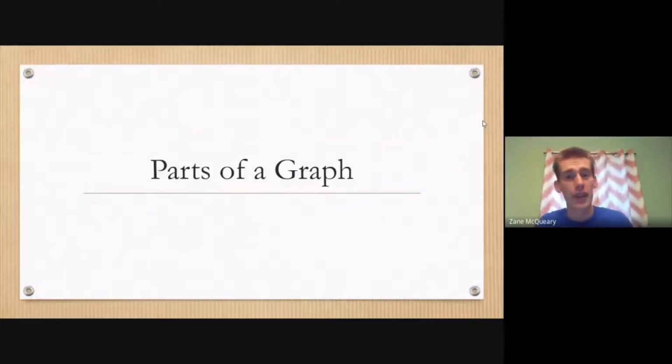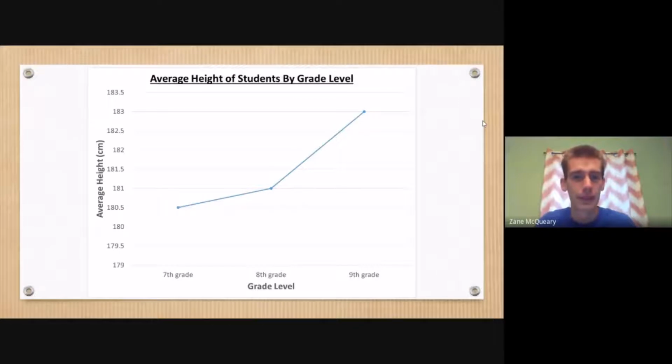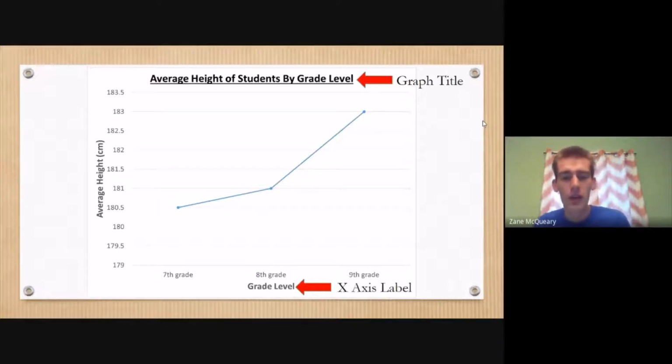Now we have parts of a graph. Here's our example again of students by grade level. You can see that a title is included that tells the story of what's going on. You can also see that we have axis labels as well to let us know what is on the x-axis and what is on the y-axis.